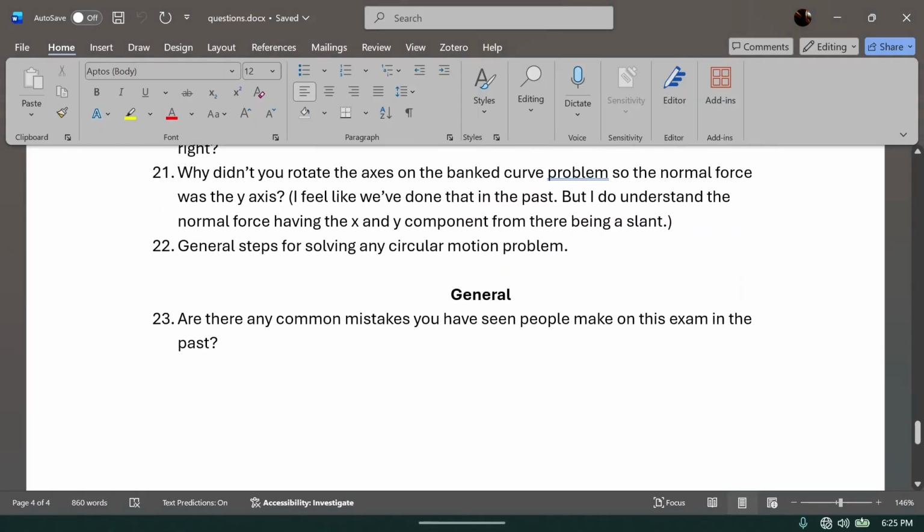Are there any common mistakes you have seen people make on this exam in the past? Oh, absolutely. The biggest one is not following this general procedure that we've done a dozen times at this point, and I've painstakingly tried to say, look, it's the same process. Please just do it. I beg you. Fill in your table. Draw your free body diagram. Go through these steps. Don't try and eat the whole problem at once and spit out an answer, because it's not going to go well.